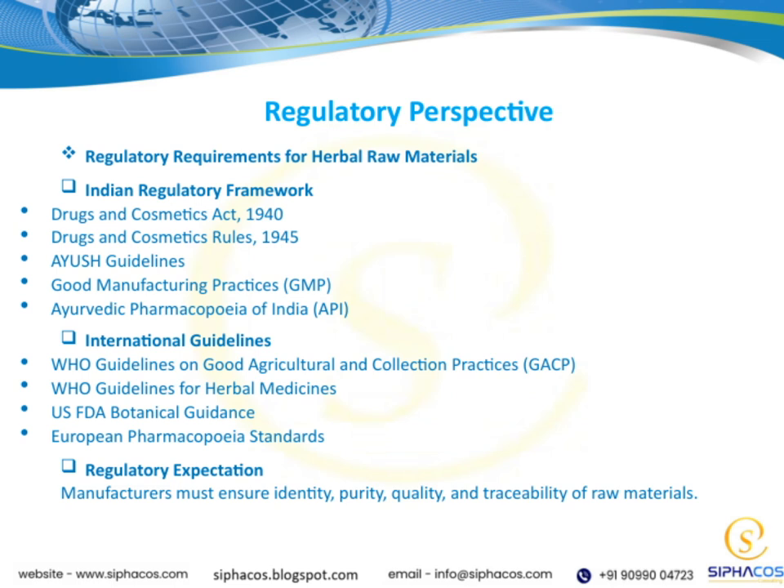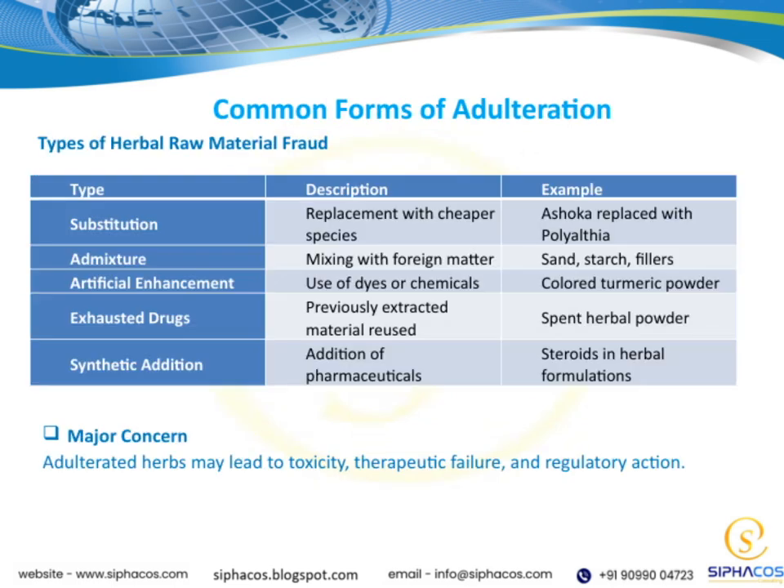So, what do regulators expect from manufacturers? The key point is that manufacturers must thoroughly verify the identity, purity, and quality of every raw material. Traceability is also vital, being able to track each ingredient from source to finished product. Overall, these regulations and guidelines work together to safeguard consumers and uphold the integrity of herbal products in the global market. Now, let's discuss the major concerns associated with herbal adulteration.